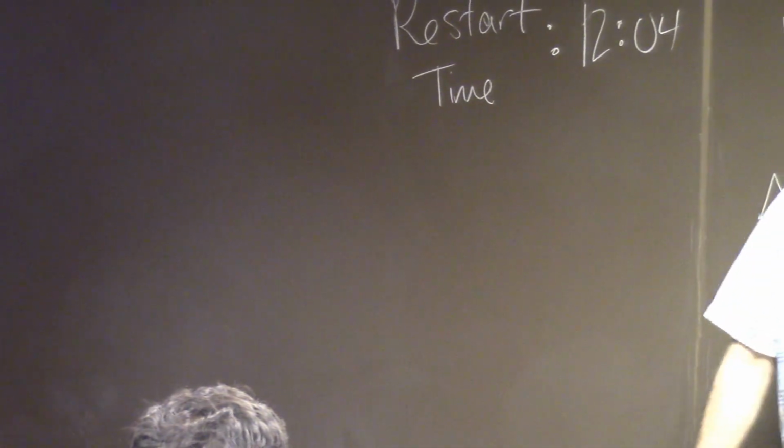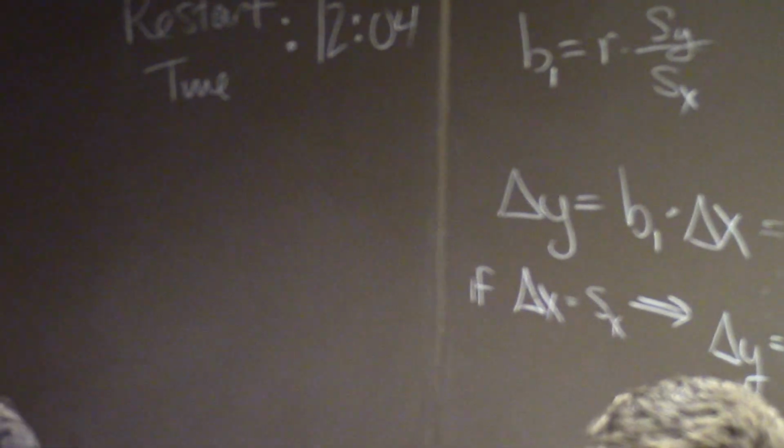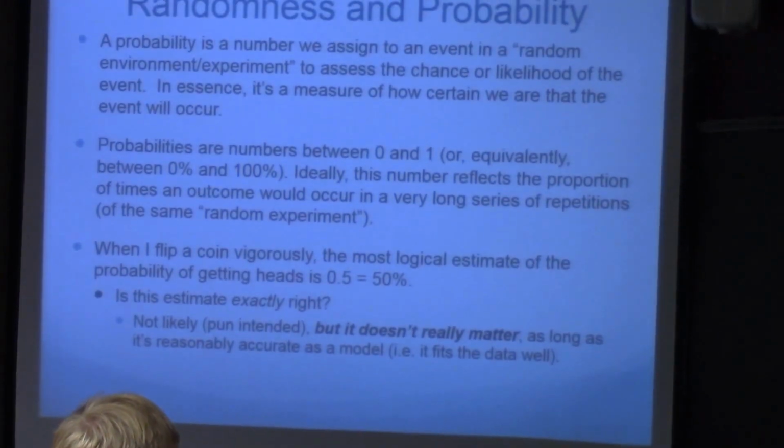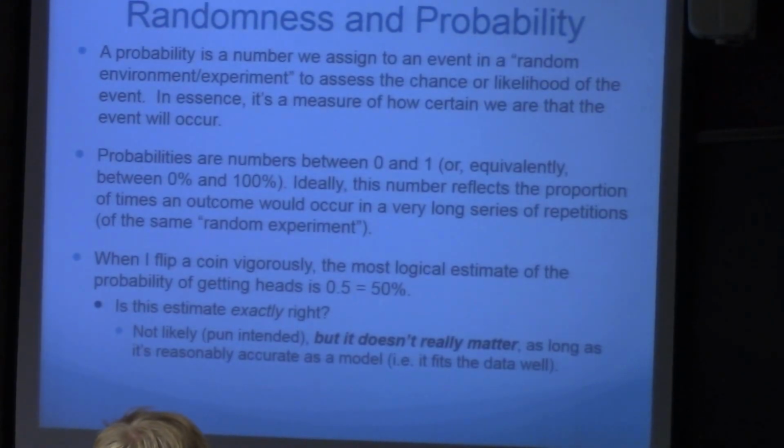Well, it sometimes will equal 0.5. But usually it probably won't be exactly 0.5. And how do I know the probability is exactly 0.5? Well, I actually don't. It's actually not likely to be exactly 0.5. Pun intended. Okay, it could very well be 0.4999999999999. Stop.